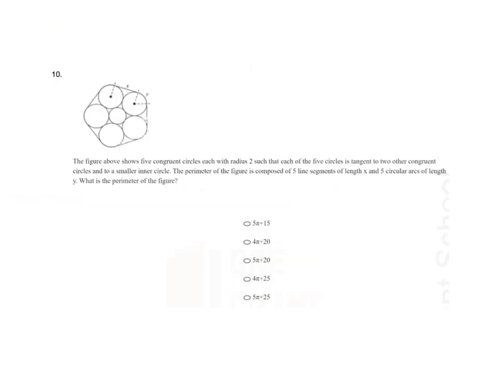Question number 10. The figure above shows 5 congruent circles, each with radius 2, such that each of the 5 circles is tangent to 2 other congruent circles and to a smaller inner circle. The perimeter of the figure is composed of 5 line segments of length S and 5 circular arcs of length Y. What is the perimeter of the figure? Okay, so the whole figure is not a circle. This is a pentagon, right?